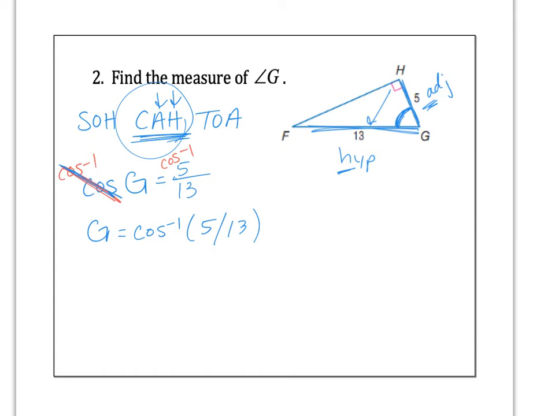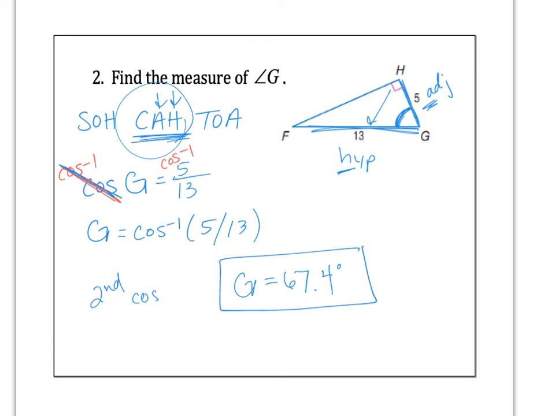And now I grab my calculator, and you're going to have to type in second cosine so that you get the inverse cosine, right? So type in second cosine and then 5 divided by 13 and hit equals. And it should say G is 67.38 or 67.4 degrees if we round it to the 10th.